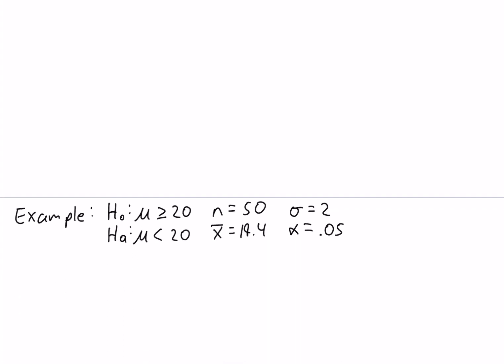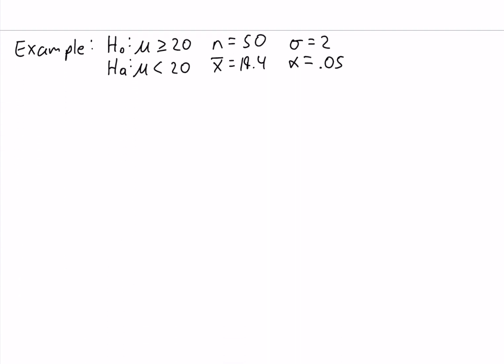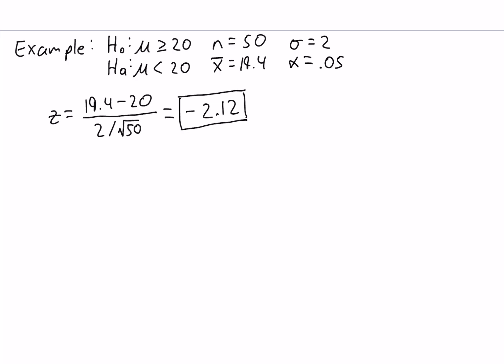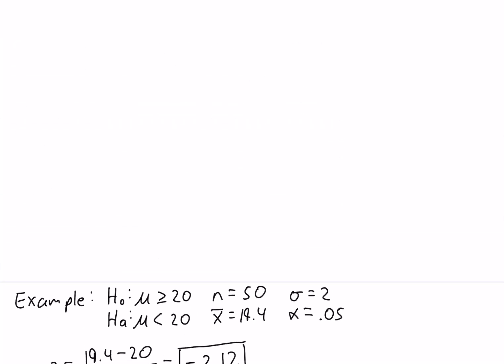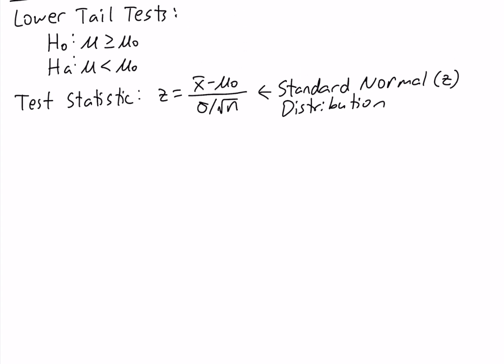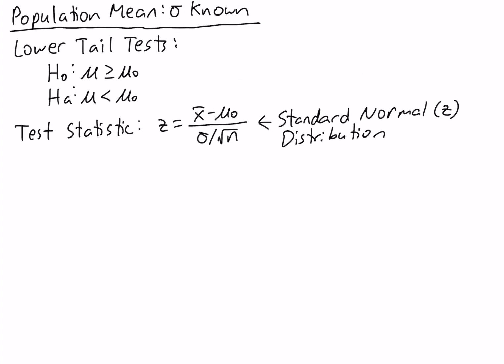So let's calculate the test statistic in our example here. We have z is equal to x bar, which is 19.4, minus mu naught, which is 20, divided by sigma over the square root of n, and we get negative 2.12 for our test statistic. Now, there are two different ways that we can use our test statistic: the p-value approach or the critical value approach.